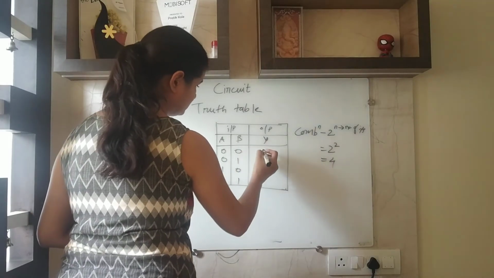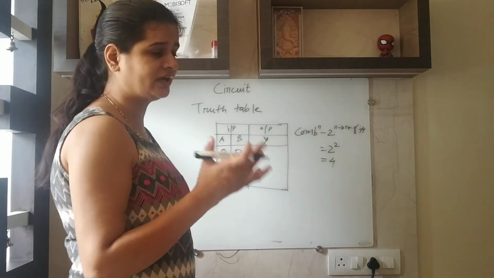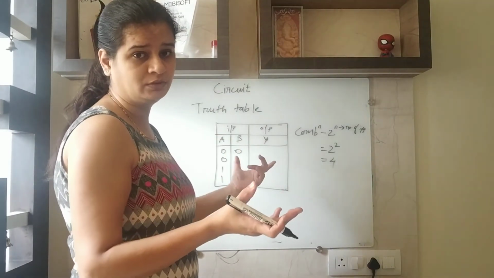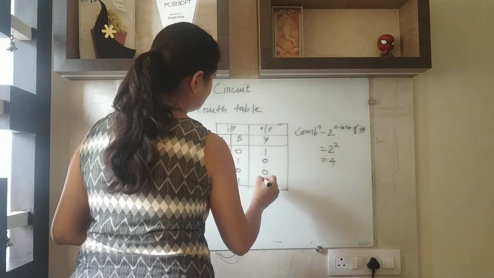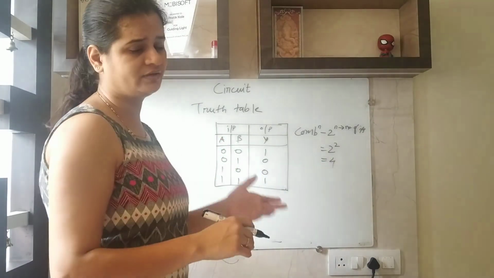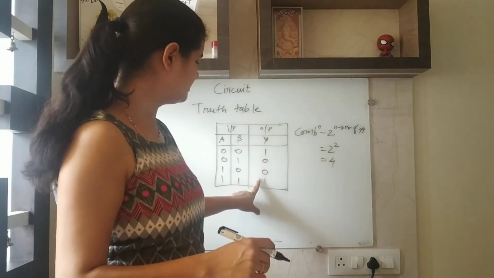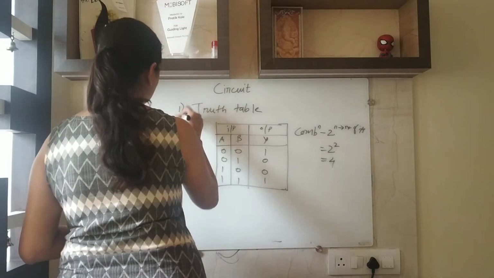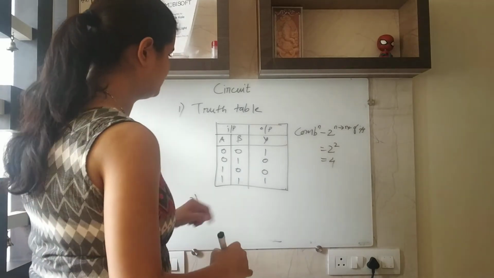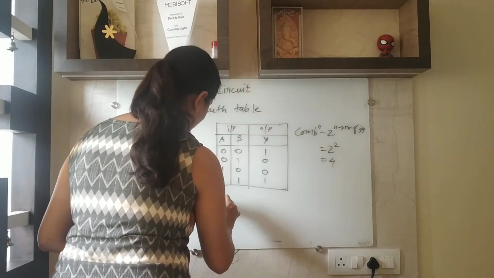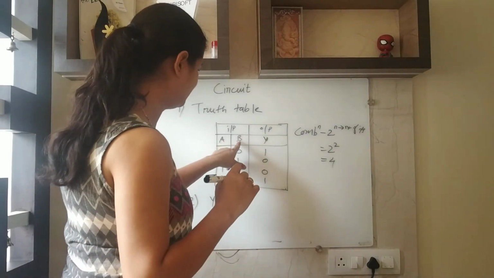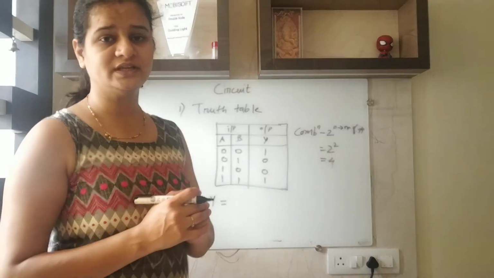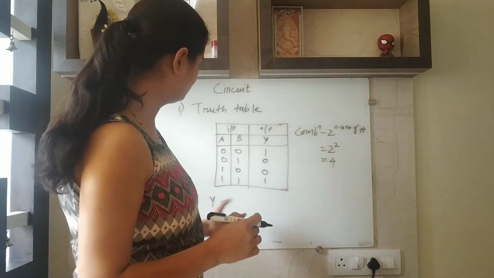Now for the output, since we don't have a circuit or any task to perform, I can write any output, that may be 1 or 0. So I have written 1 0 0 1 as the output, right. Now the next step is what? Derive the equation. The output is y, and the inputs are A and B, right. Now from this truth table we have to derive the equation.